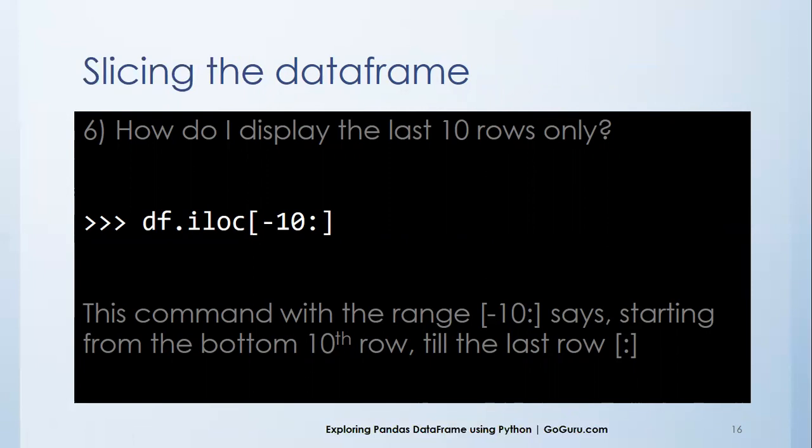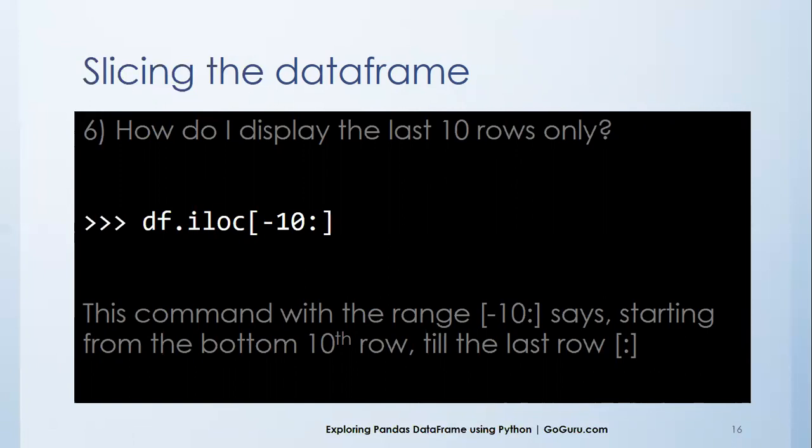To display the last 10 records, it's even easier. What you have to do is use the same command, but instead of saying 10, you say -10 colon, and nothing after the colon. What this command means is, go to the last record and go all the way to the 10th record from the bottom, and from that record all the way till the end of the file, display me everything.